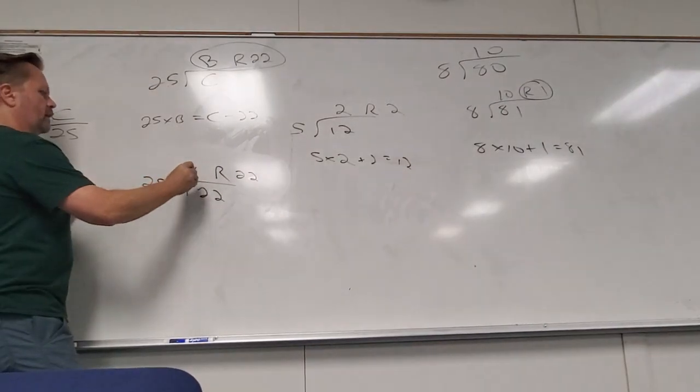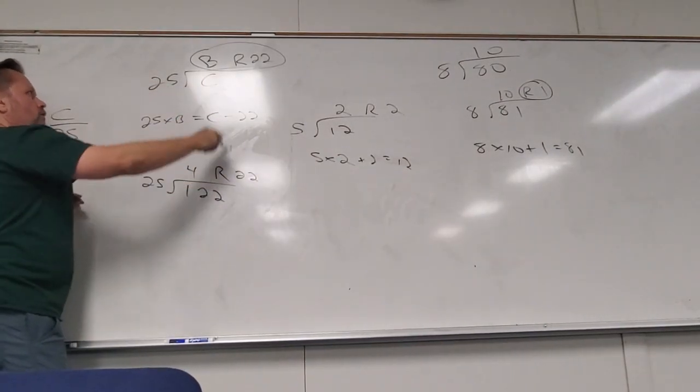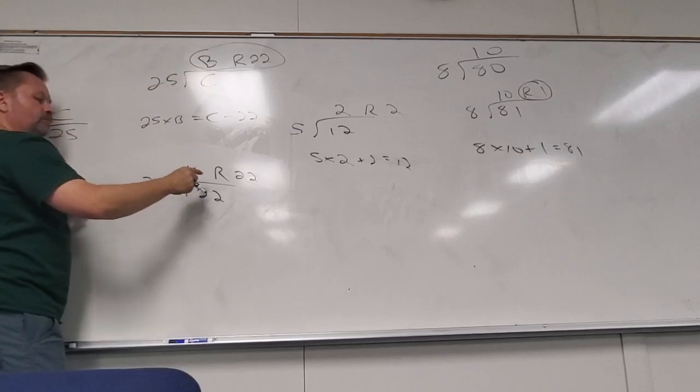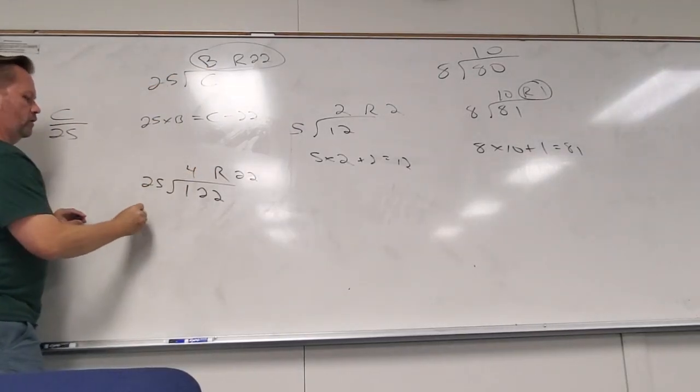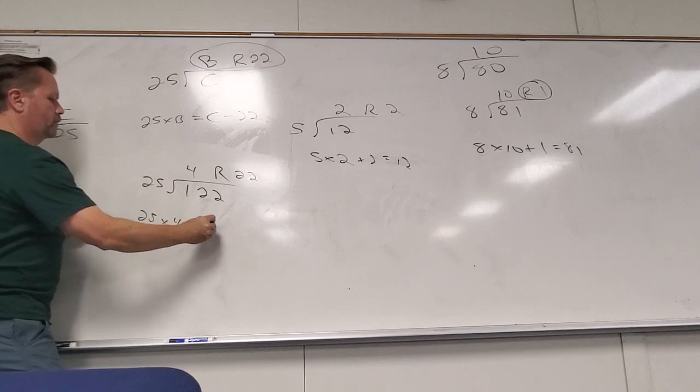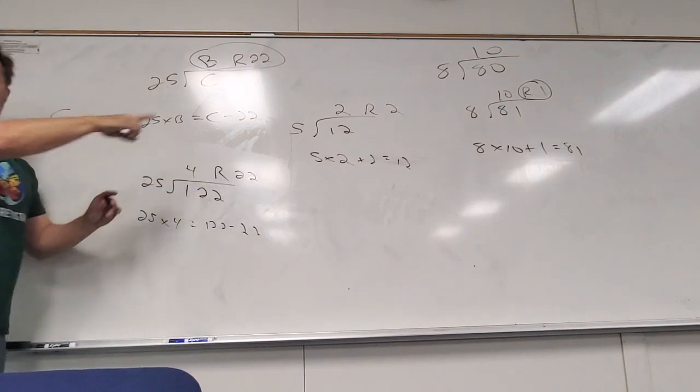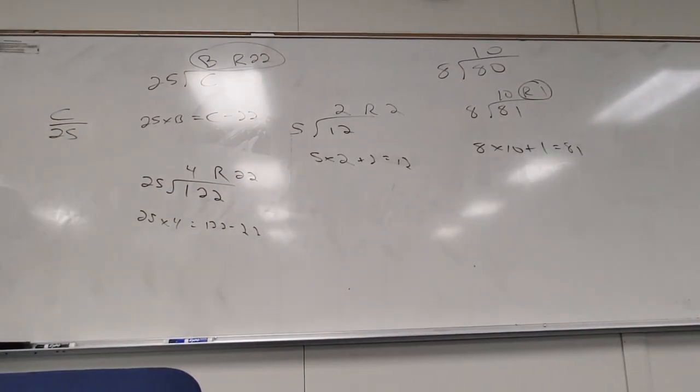So it would go in 4 times. So if C was 122 and B was 4, then 25 times 4 would equal 122 minus 22. So that's the idea concretely. Okay, all right.